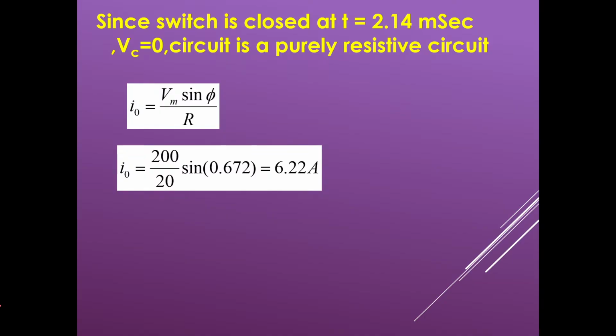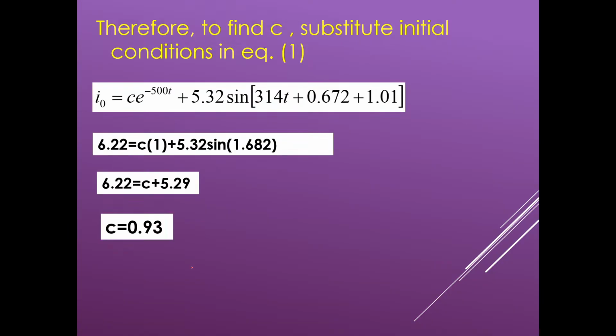Okay. Now we have I naught. Substitute the initial condition, that is t equal to 0. We have I naught. You can substitute t equal to 0 and you can determine the C value. I naught is 6.22, and you just substitute 0 here and here, and simplify.